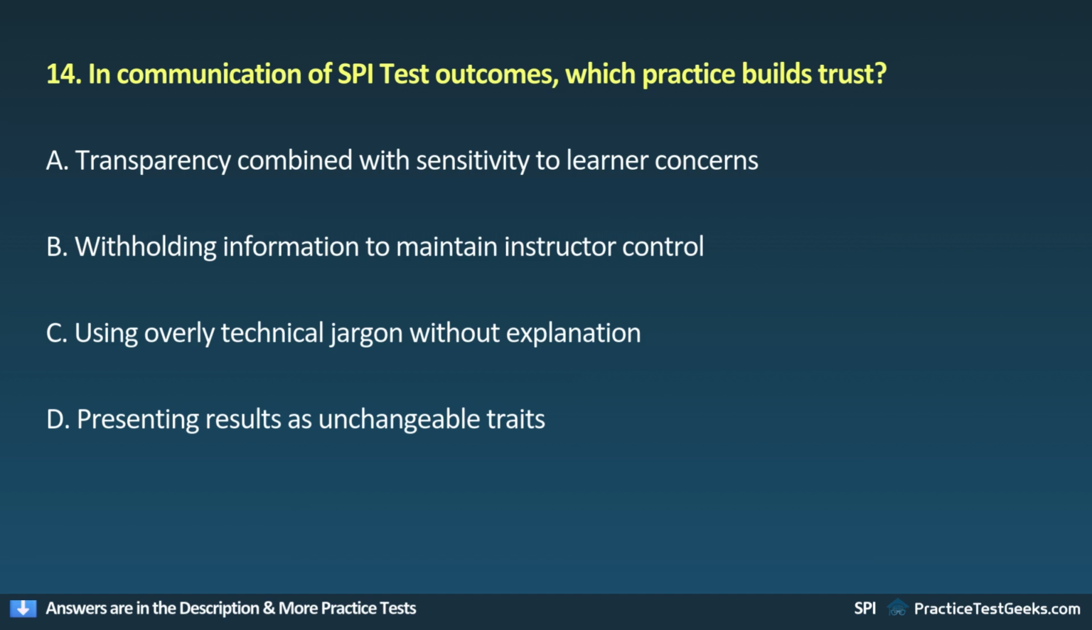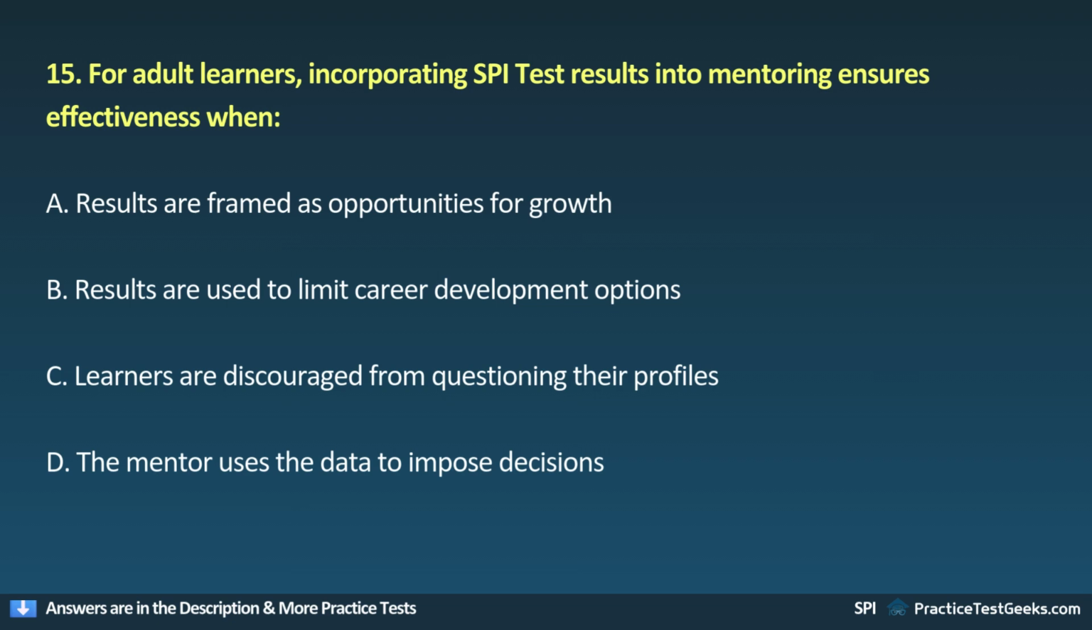C. Using overly technical jargon without explanation. D. Presenting results as unchangeable traits. 15. For adult learners, incorporating SPI test results into mentoring ensures effectiveness when A. Results are framed as opportunities for growth.